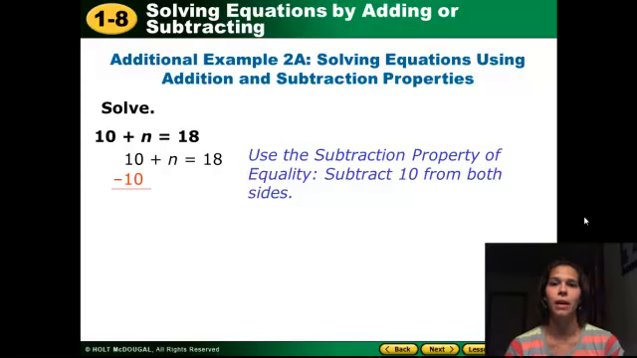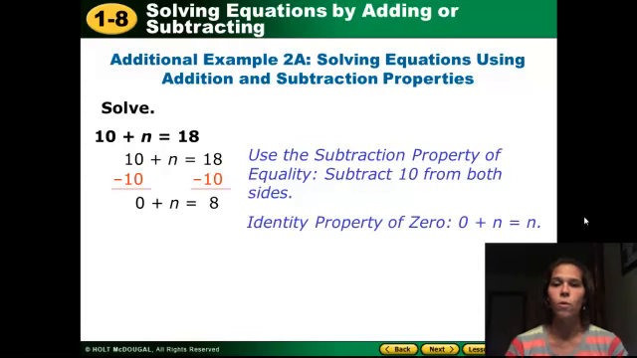That would be like combining apples and oranges. So if I do that on the left-hand side of the equal sign, I also need to do that on the right side of the equal sign. Then I just perform those operations. Plus 10 and minus 10 are additive inverses. They go to 0, so I'm just left with n on the left-hand side. 18 minus 10 is 8. My 0 can go away because of my identity property, and I'm just left with n being equal to 8.